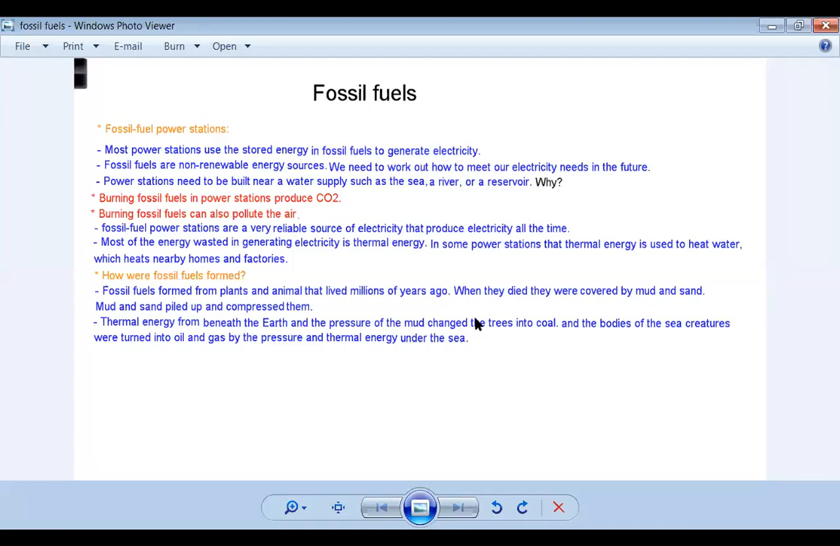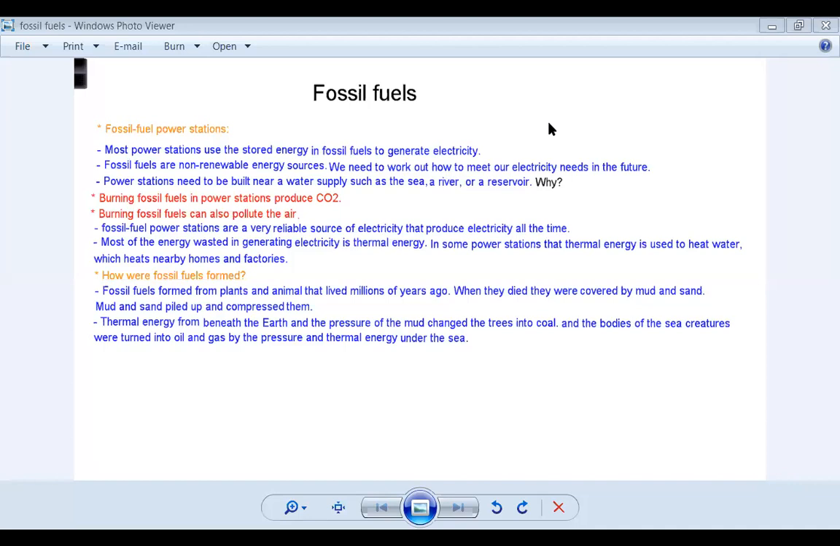What is piled up? They formed layers and layers that covered them. When you bury something, you need to cover it with a lot of sand, layers and layers, right? So this is piled up, and they buried this thing, and then they pressed it, they compressed it down.